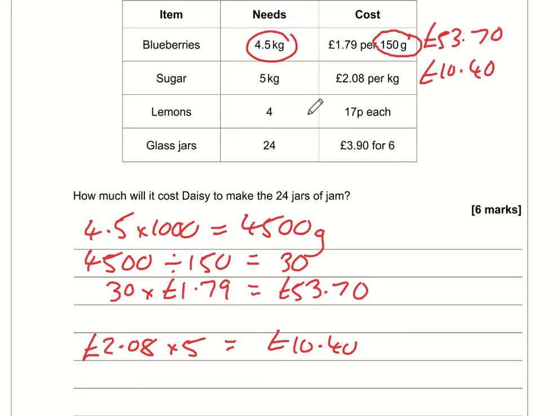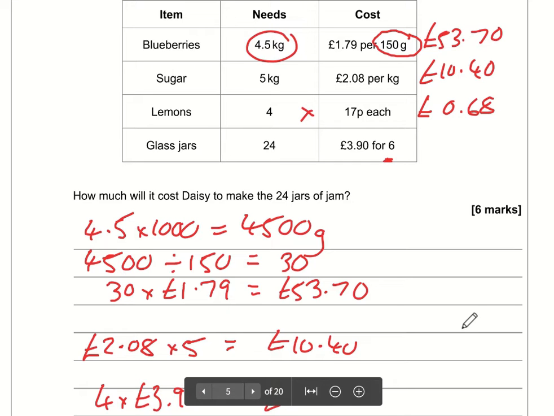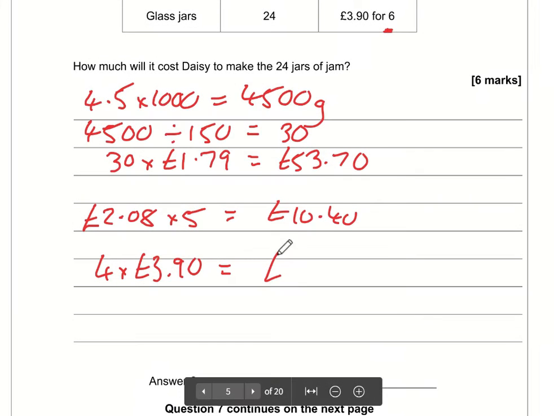Lemons are 17p each, so it's just 4 times 17p, so that's 68p, and I write that as 0.68, so I've got everything in pounds. And finally, glass jars are sold by the half dozen. So how many 6s are there in 24? Well, 24 divided by 6 is 4, so that's going to be 4 lots of £3.90, and 4 times £3.90 is £15.60.